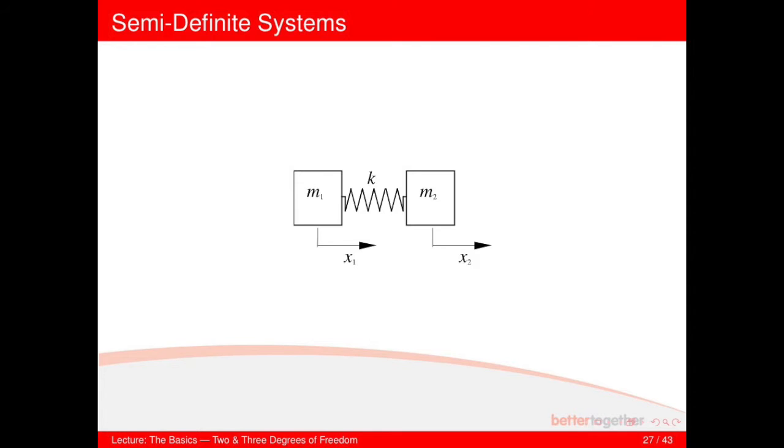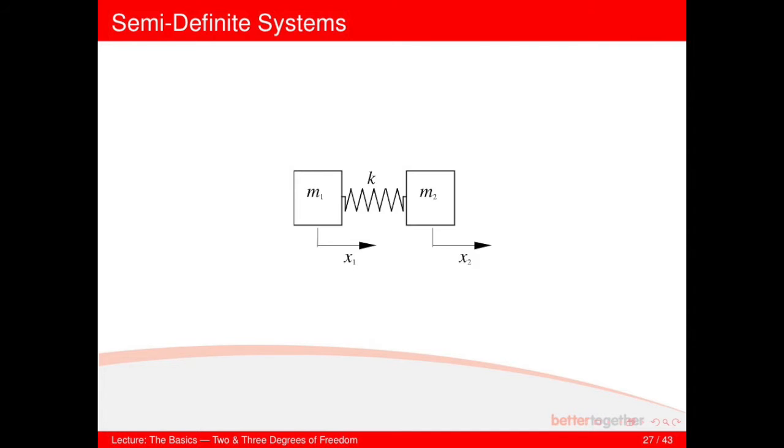So, semi-definite systems or degenerate systems are systems that aren't connected to ground. Okay, there's a system where no inertial element or spring is connected to ground.